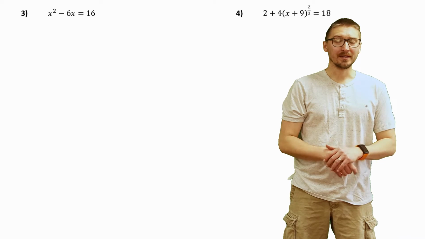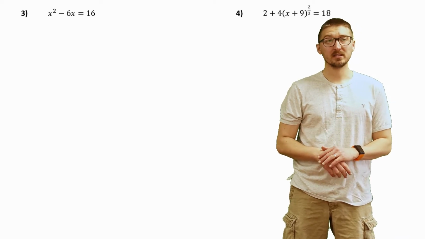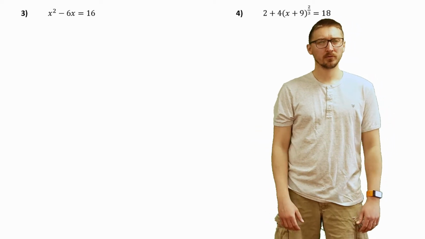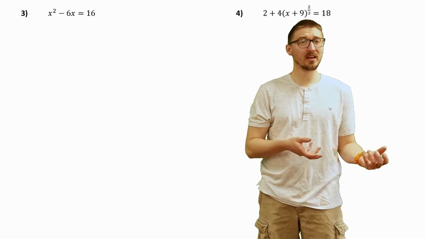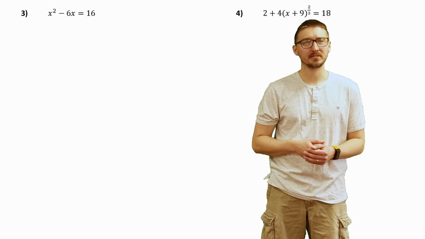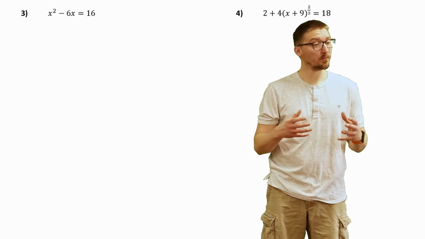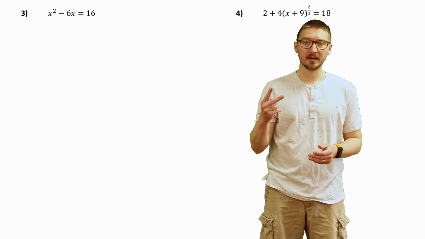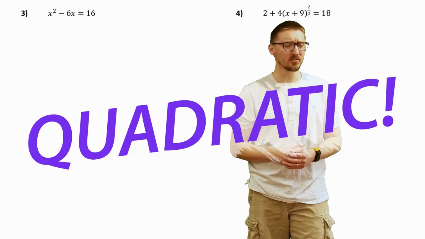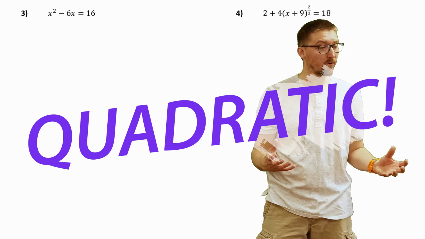Question number 3 reads x squared minus 6x equals 16. Now, if we're trying to identify what this is, it has a squared in it, but then it has this x term as well, and it's equal to 16. If the biggest term is a squared term, something to the second power, then we know it's a quadratic. This is just a quadratic that's written in a slightly different form.